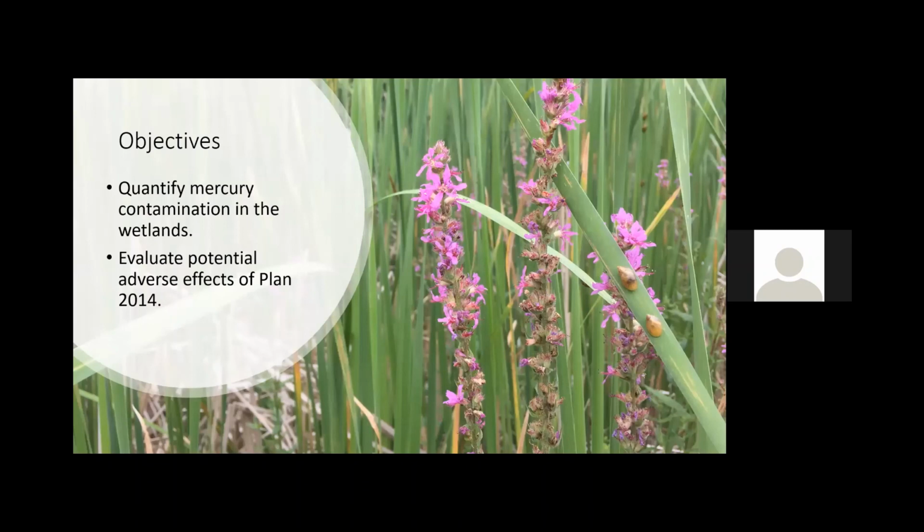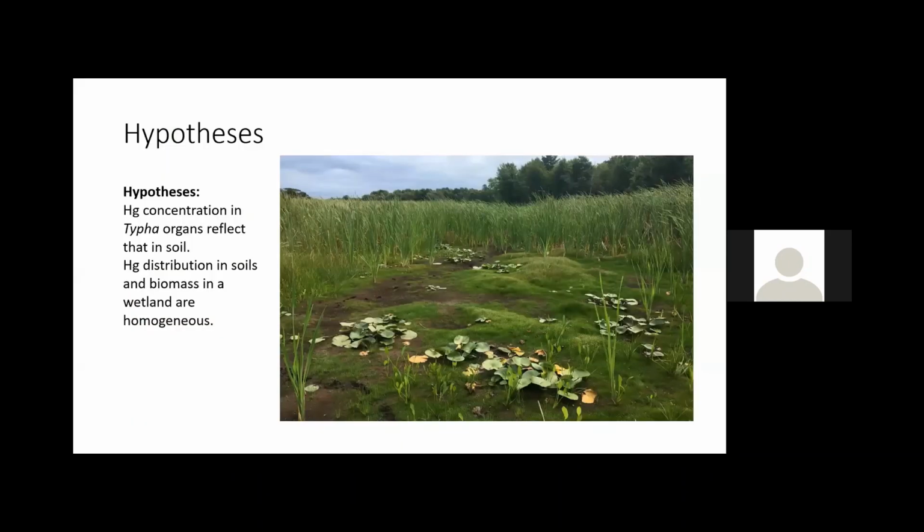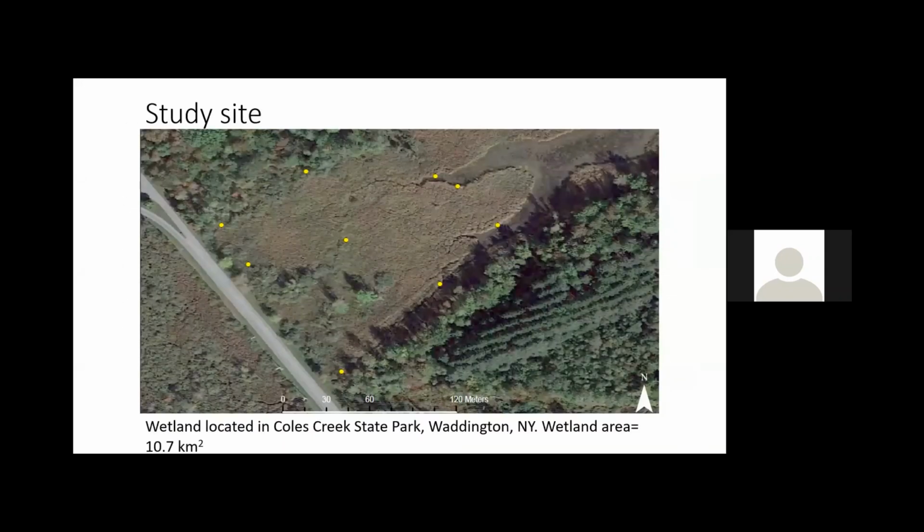Our objectives are to quantify the mercury pollution in the wetlands and evaluate mercury pollution trends in other wetlands within the river. This is vital for evaluating the potential adverse effects that may have arisen with the implementation of Plan 2014. Our hypotheses are that mercury concentration in cattail organs reflects that in soil, and that mercury distribution in soils and biomass in a wetland is homogeneous.